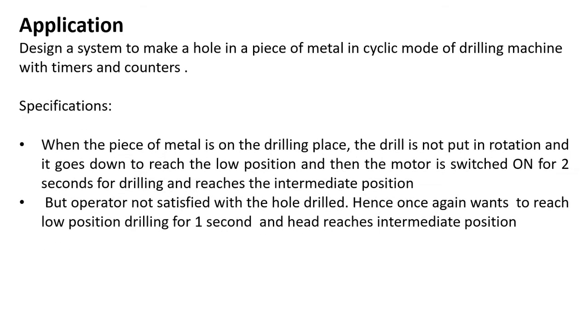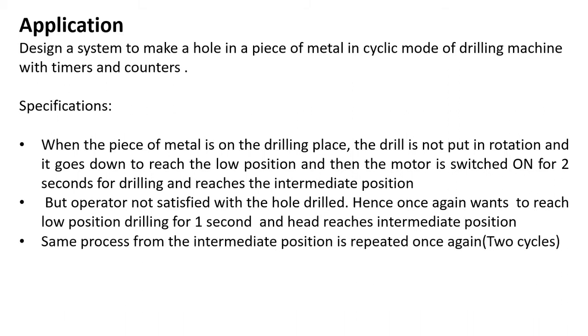Under the specification, when the workpiece of metal is on the drilling place, the drill is put in rotation and it goes down to reach the low position, and the motor is switched on for 2 seconds for drilling and reaches the intermediate position. But the operator is not satisfied with the hole, hence once again he wants to reach the low position and drill for 1 second, and the head reaches the intermediate position. The same process from the intermediate position is repeated once again, that is 2 cycles.